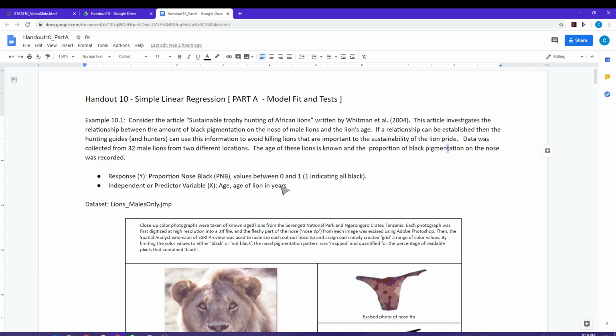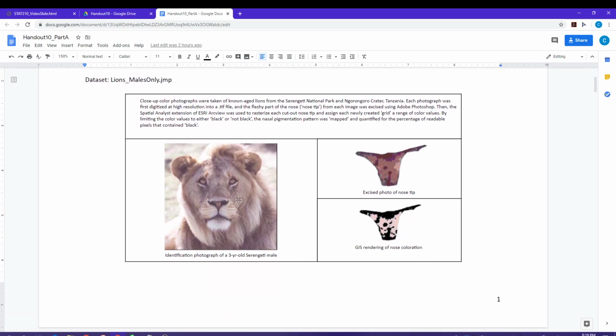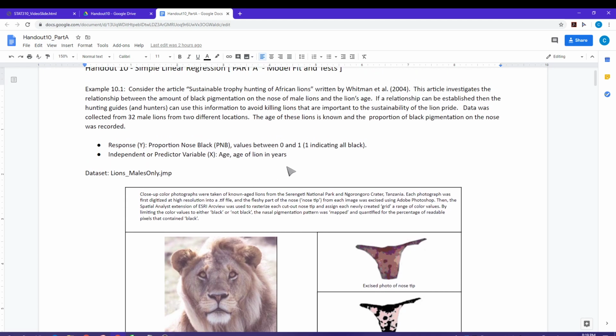And what we have here is an article written by Whitman in 2004. They investigate the relationship between the black pigmentation on the nose of male lions, so we can see the black on that lion's nose, in regards to their age. If a relationship can be established, then hunting guides or even hunters can use this information to avoid killing lions that are important to the sustainability of the lion pride.